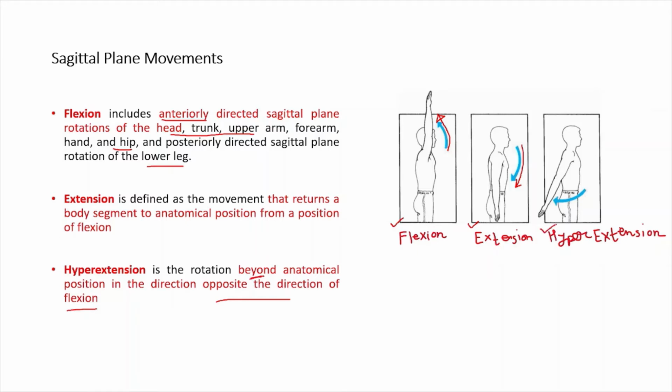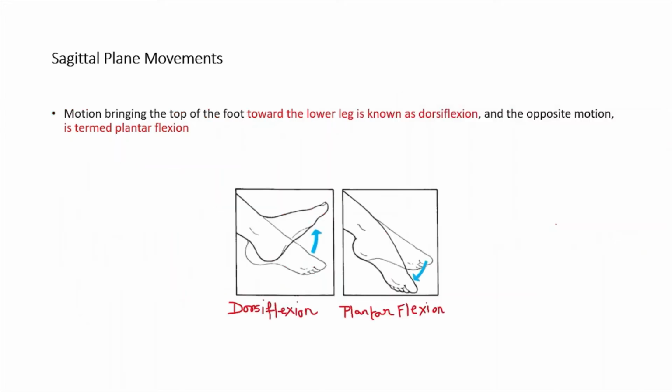So you have mainly three types of sagittal plane movements of the upper trunk. Number one is flexion, when you move the body segments from the anatomical midline of the body. Number two is extension, when you move the body segments towards the anatomical midline of the body. And number three is hyperextension, when you move the body segments beyond the anatomical reference position in the direction opposite to the direction of flexion.